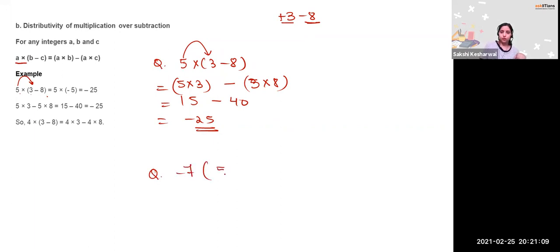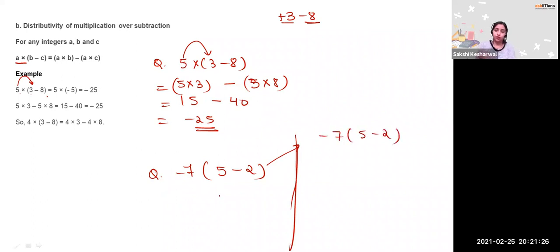If I give you one more question, -7 into (5 minus 2). Let's make it simple, right? So what is the way? First, I'll go this way. I'll go with both the methods, right? So first solve the bracket. So it is written -7 into (5 minus 2). 5 minus 2 is what? 3. So negative into positive is what? Negative. So -21.